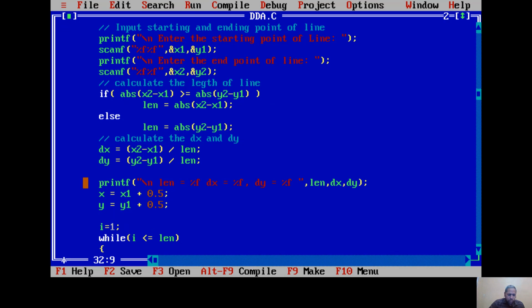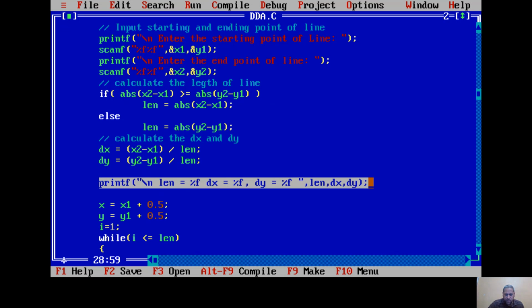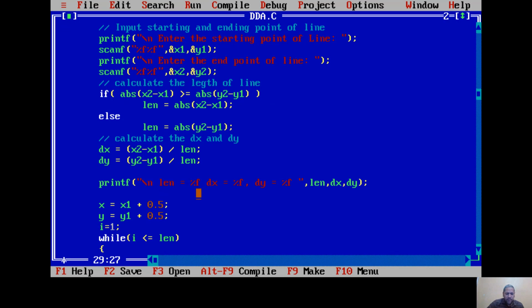Okay, so before this, I think we are having the initial value of x1 and y1 assigned to this. But before doing this, what I have done, I have just printed the values so that they will be visible to me, so that it is easy for me to understand. So I have displayed the length, I have displayed the dx and dy, just for my information.